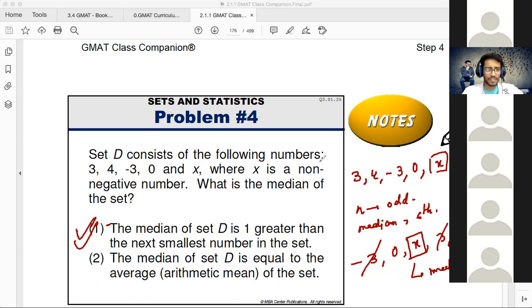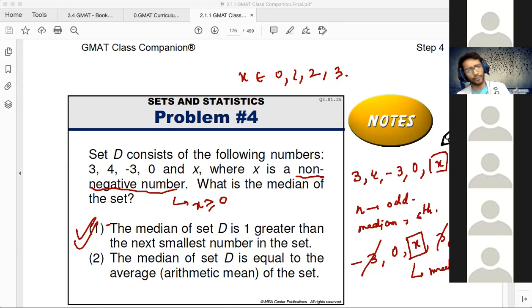Can x be 0? What does non-negative integer mean? Can I write x greater than or equal to 0, or x greater than 0? X greater than or equal to 0. So what values can x take? 0, 1, 2 or anything. It can take 3 also, 4 also. Anything it can take. So I can shift x accordingly.